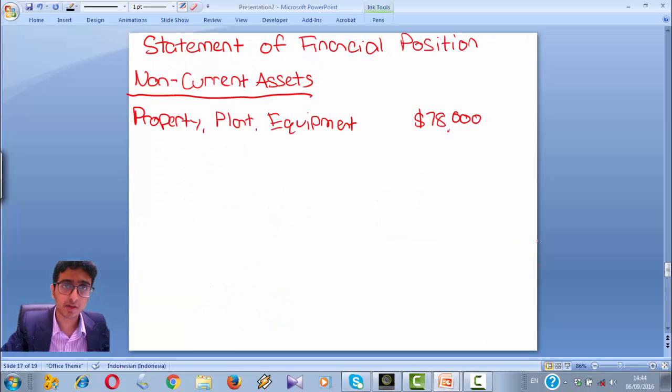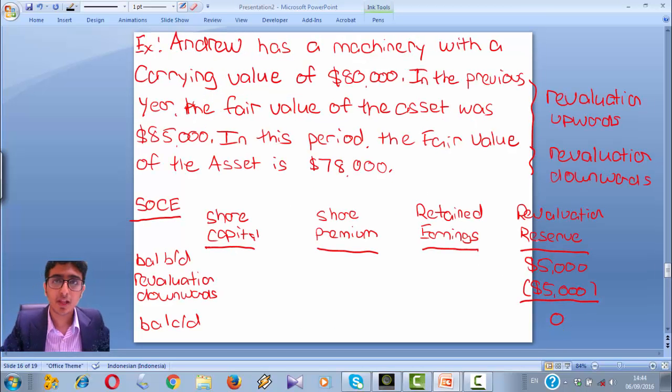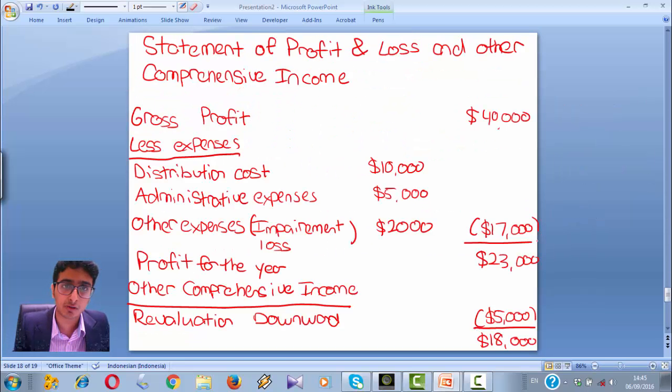Okay, let me review this again. We had a revaluation downwards of $7,000, but we did not have enough money in the revaluation reserve. So we minus $5,000 from there because that was all that we had. And the remaining $2,000 we expense it off in the profit and loss statement. Yes, this $23,000 will go to retained earnings. And my $5,000 we will deduct this from the revaluation reserve.